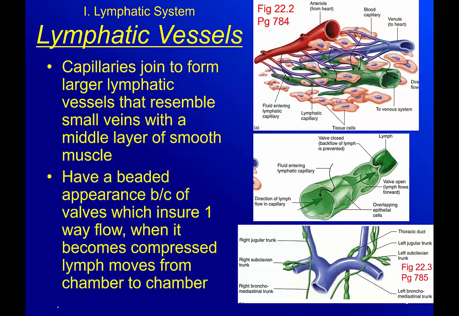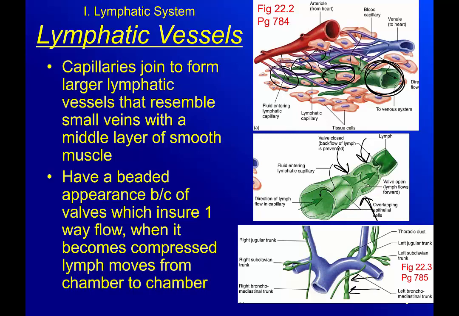So the capillaries join to form larger vessels, which you can see the individual capillaries here joining to make a larger vessel, joining to make a larger vessel. They do resemble the smaller veins. They've got kind of a middle layer of smooth muscle, but they're pretty thin. They kind of do the whole deflated balloon thing like a vein does. They also have a beaded appearance. If you look down here, you can see it kind of looks like a pea pod. The reason that it looks like that is because of the valves. Every time that you have one of these valves, you have one of these indents.